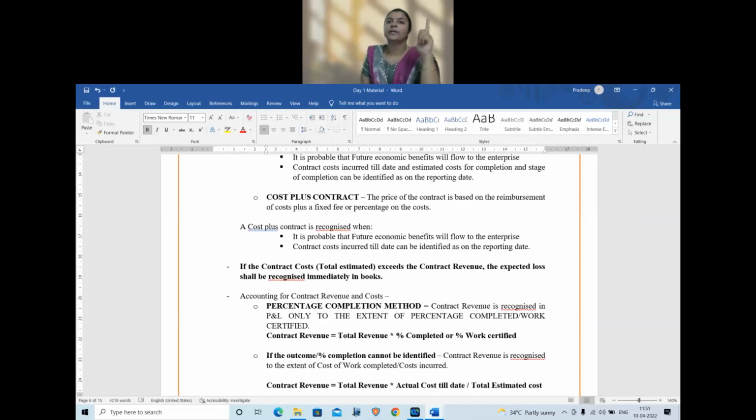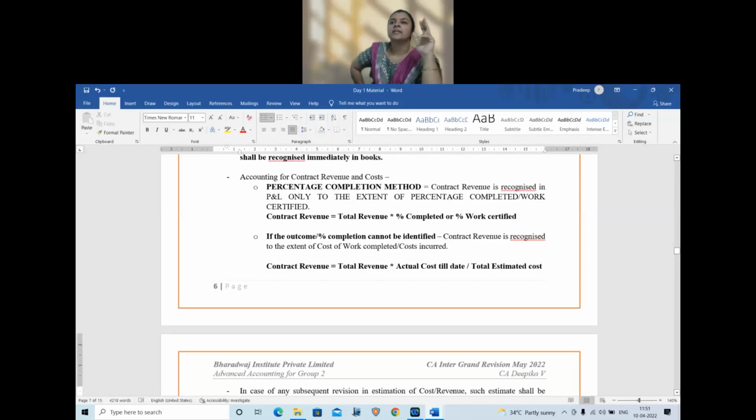Okay. Now coming to the third rule, and this will summarize your entire contract costing. What is the third rule? The third rule is check total revenue and total cost. Total revenue, total estimated cost. Suppose the total cost is exceeding the total revenue, which means the total estimated cost of the contract is say 120 crores and total revenue is only 100 crores. Then the entire 20 crores will be immediately recognized as loss. These are the 3 rules of a construction contract. Remember this, you can do any question.